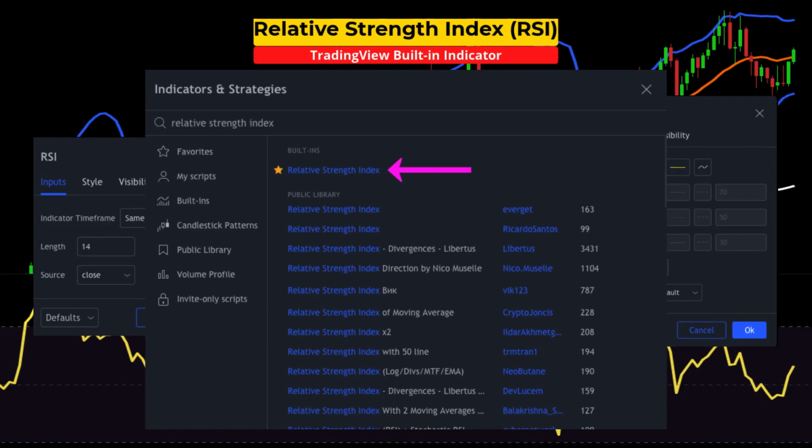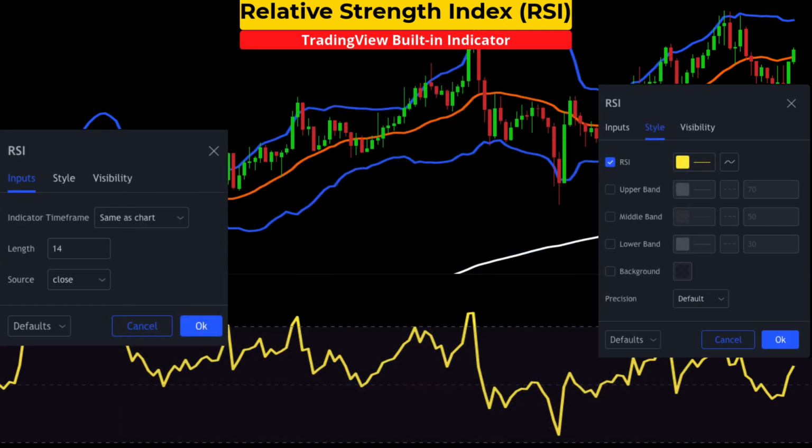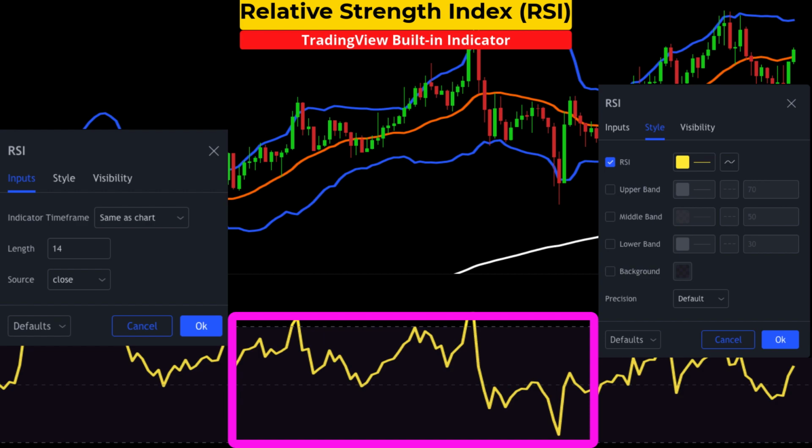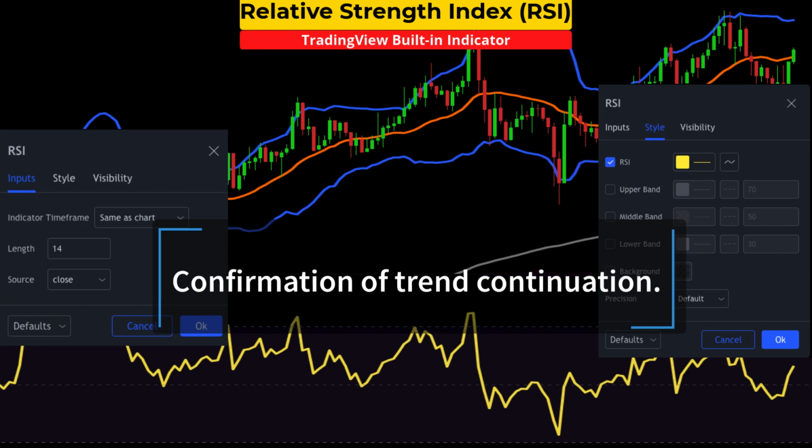The first indicator is the Relative Strength Index, or RSI. I'm going to keep all inputs at default. So you can see it better, I am going to remove the background and color it in yellow. This oscillator will provide us with confirmation of trend continuation.